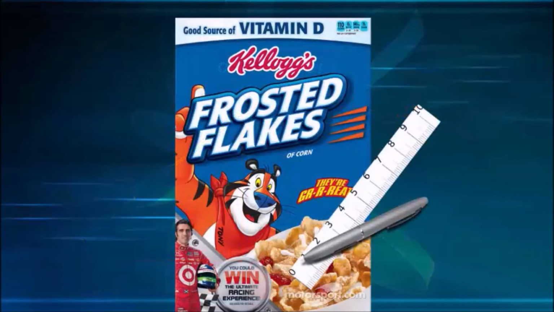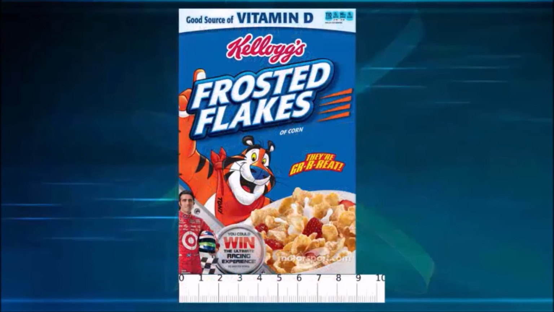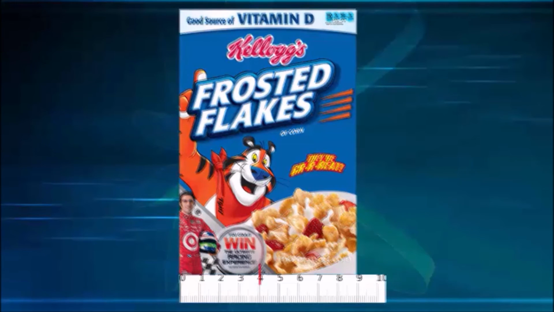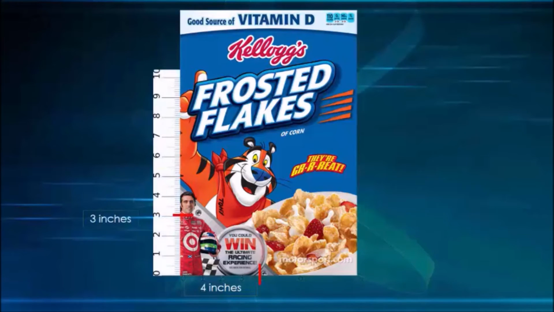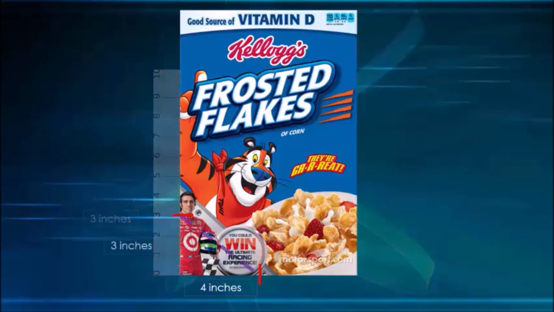Okay, so for our first example, we're going to need a cereal box, a ruler or tape measure, and a pen or pencil. We're going to take the ruler and place it at the bottom of our box, and we're going to measure out 4 inches and mark it with our pen or pencil. We're going to do the same thing for the left side of the cereal box and mark it to 3 inches. And now with our straight edge, we want to form a line between the two, thus creating our right triangle.